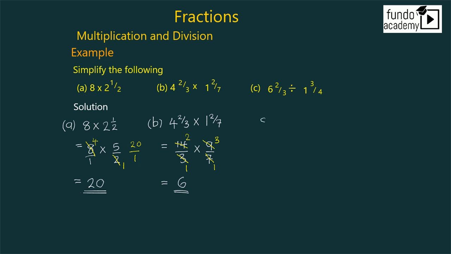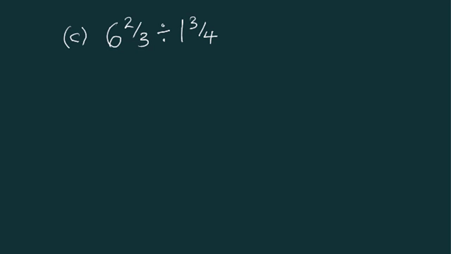Let's go on to the last one, part C. On part C, we also have a division with mixed fractions. We have 6 2/3 divided by 1 3/4. Why don't we first express the two mixed fractions as improper fractions. 6 2/3 is 6 times 3, 18, plus 2, that's 20. So we'll be getting 20 over 3. We have a division sign here, but first let's express 1 3/4 as an improper fraction. It comes out as 7 over 4.